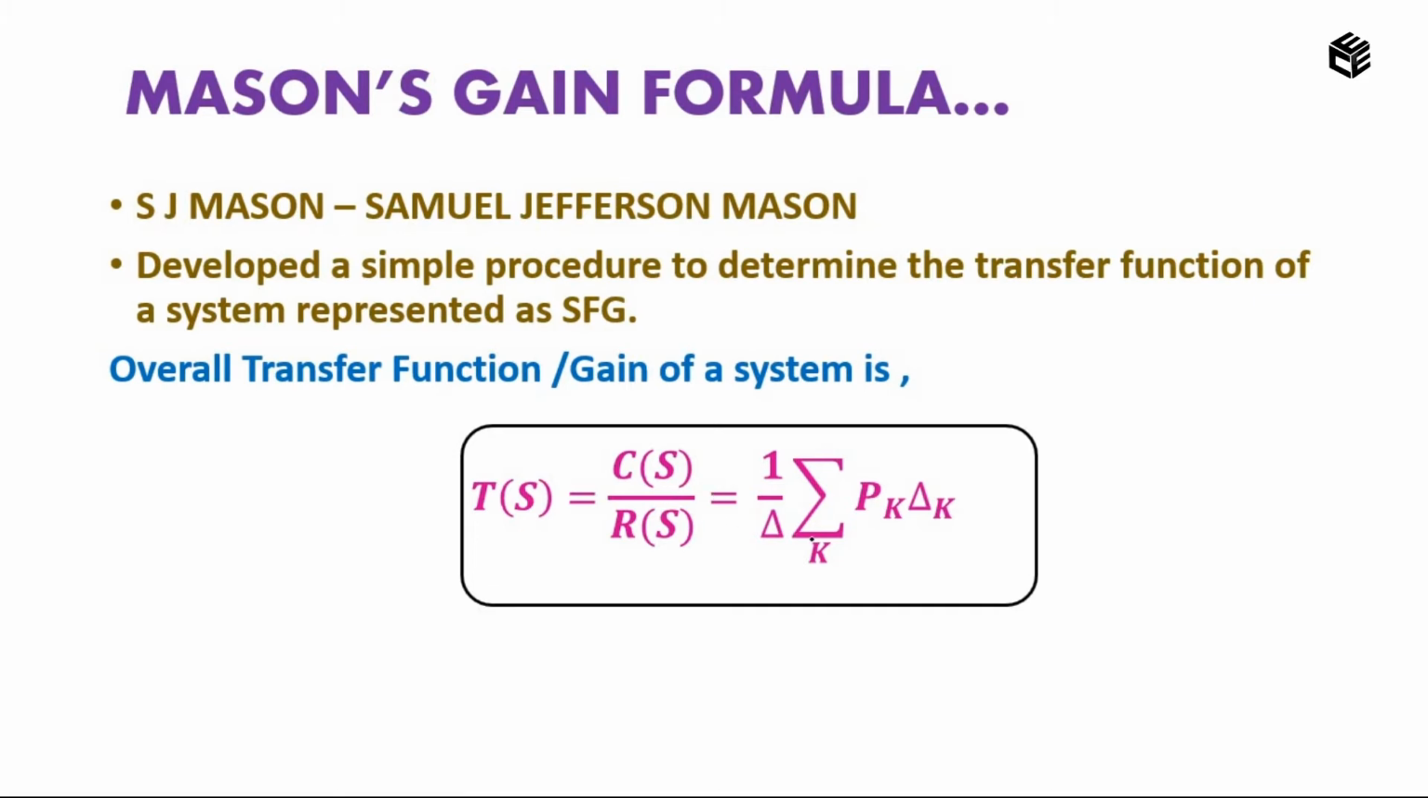Now I am going to explain this formula. K is called the number of forward paths. As you know, a forward path is from input to the output, in which the signal is traveling in the forward direction, which is called the forward path. So first we will be identifying how many forward paths are available in the given SFG.